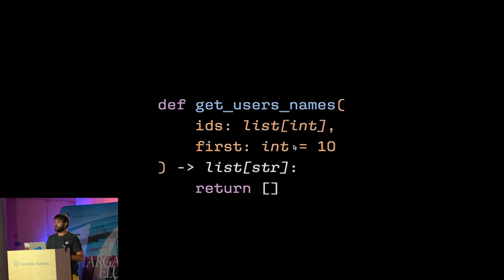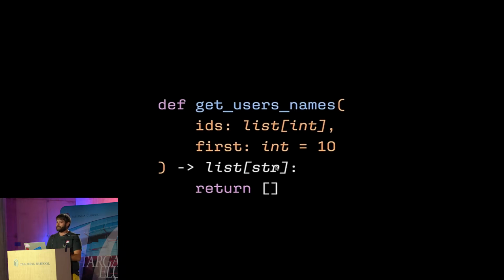First, it's easy to understand what this function needs. So for example, I know that IDs should be a list of integers. It's not a list of strings or something else. The first parameter is almost obvious, but it's always useful to have it. And then you know that it's always going to return a list of strings, and they're always there.